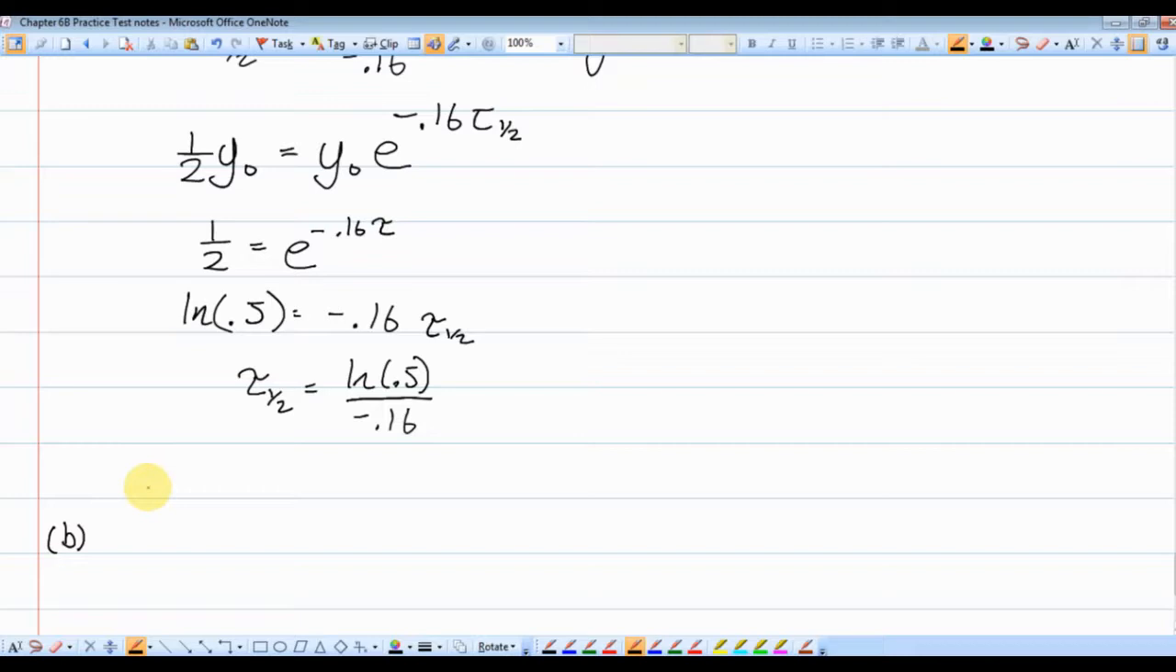How long will it take for a sample to decay 66% of its original? All right, so when is it going to be 66% of its original?